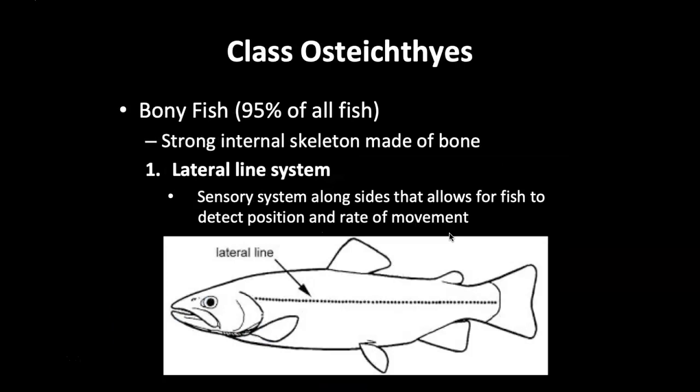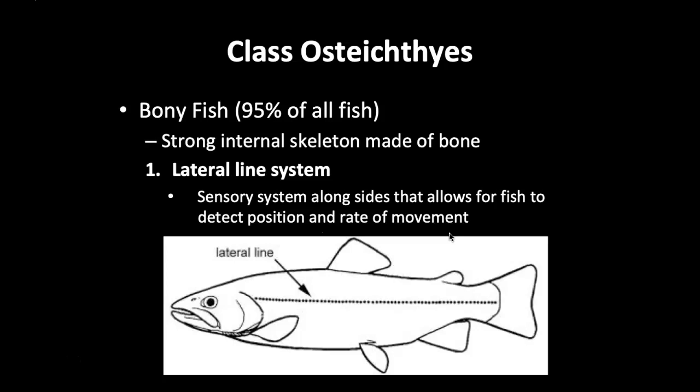The last class is going to be known as osteichthyes. This is going to be our bony fish. 95% of all the fish that we know of are going to be classified as osteichthyes. Oste, you'll see this later on when we talk more about bone structure, but oste is actually going to refer to bone. So if you've had maybe somebody in your family that has osteoporosis, osteichthyes once again refers to bony fish.